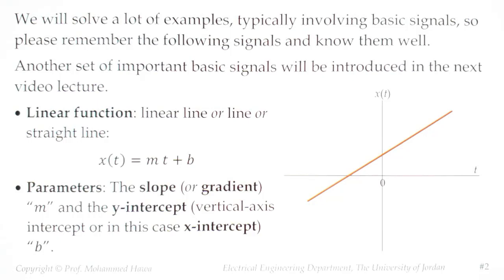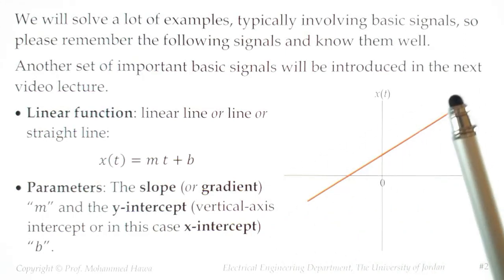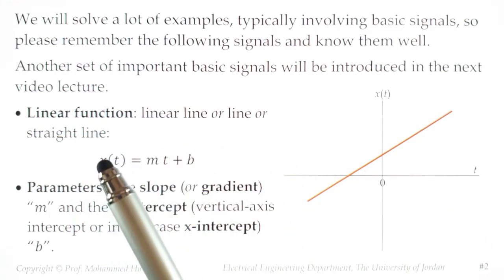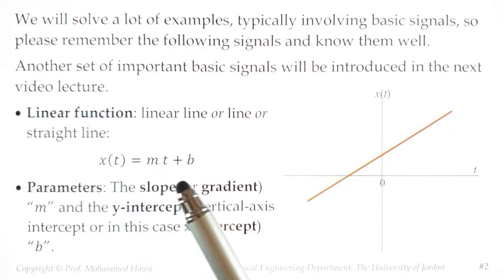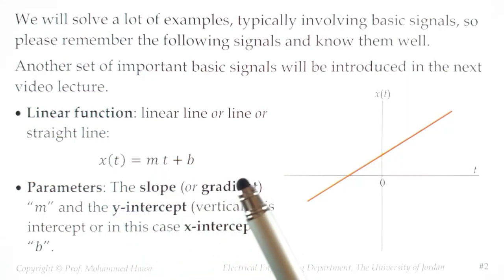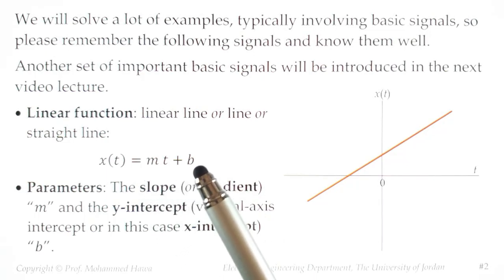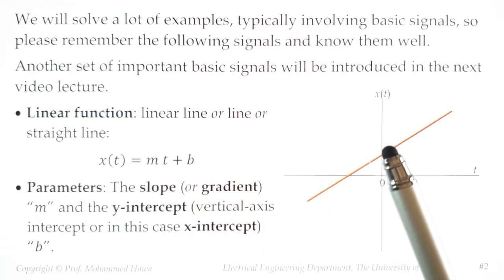Our first function or signal x of t that we will start with today is the linear line. The linear function or linear line or simply line or straight line. This is a very basic signal that you're familiar with. The equation for x of t is m times t, where m is called the slope or the gradient of the signal. So m, the slope, multiplied by t, plus b, where b is the y-intercept. It is where the signal hits the vertical axis.